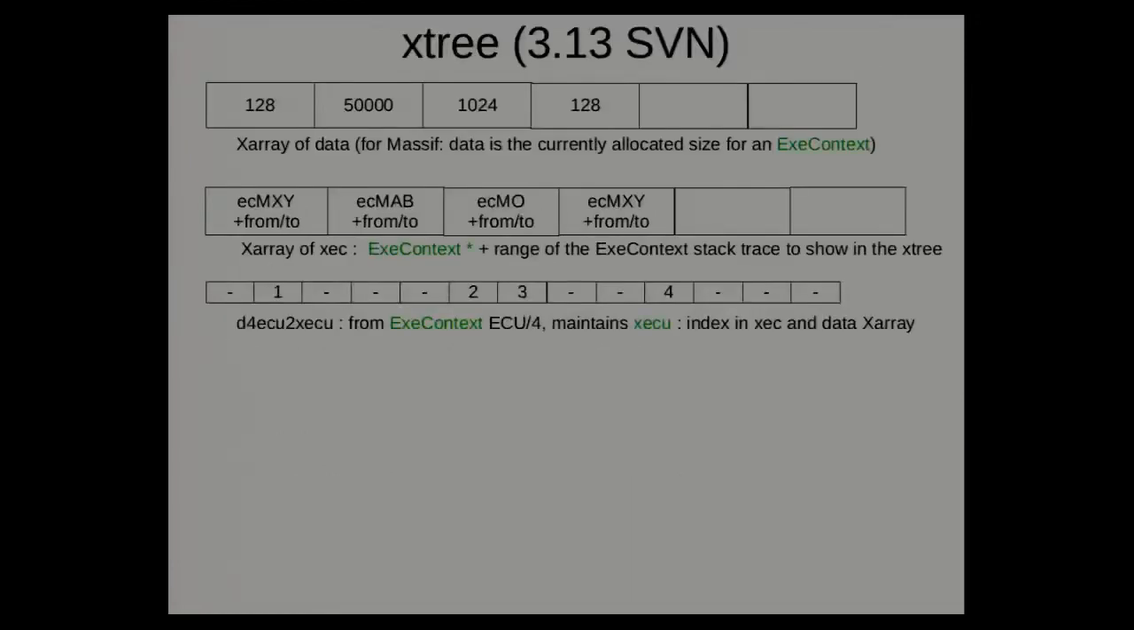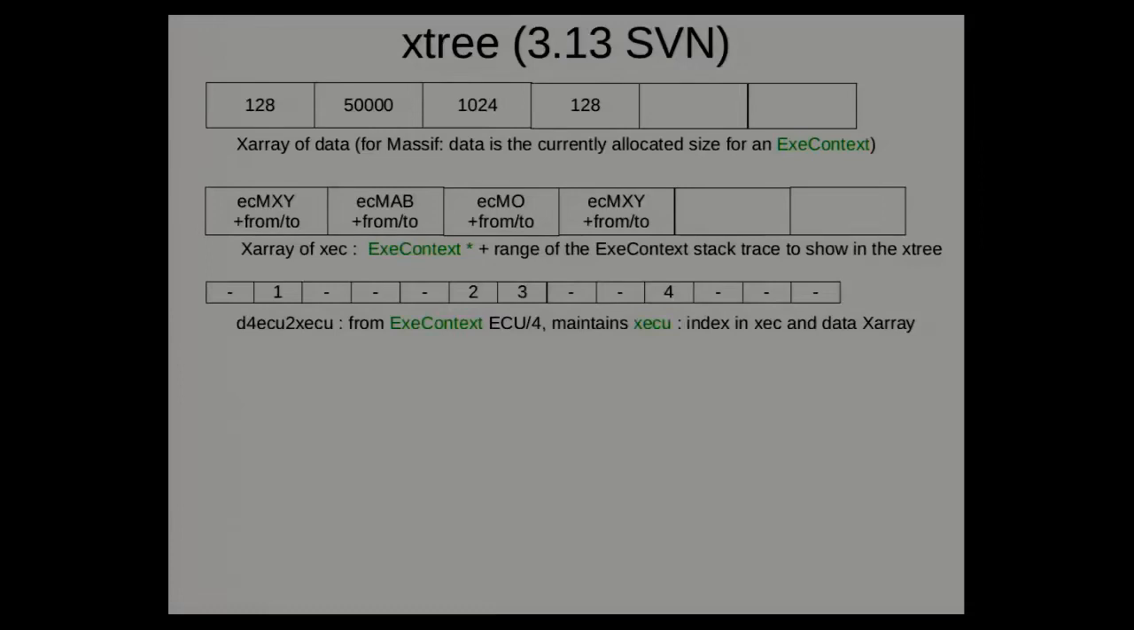So what does the data structure look like in 3.13? The basic idea is that we have an array of data. The first difference compared to the execution point that we saw with Massive 3.12 is that the data is a simple array: here is a number of allocated bytes, here is a number of allocated bytes, here is a number of allocated bytes. And this is associated with exec contexts using two other arrays.